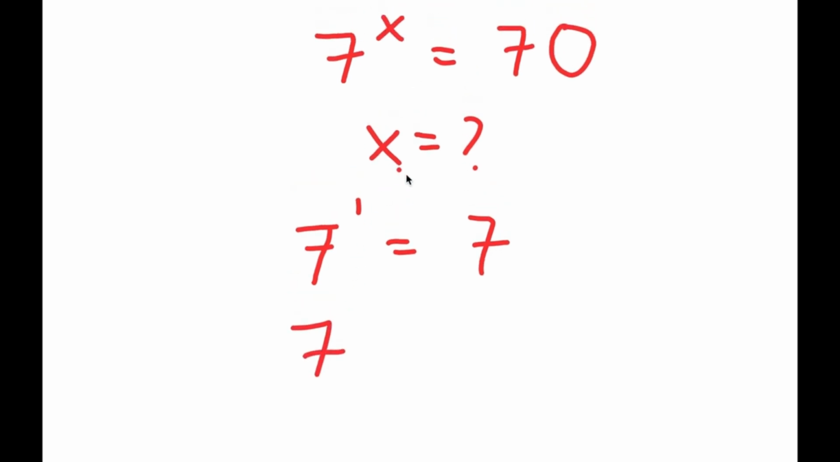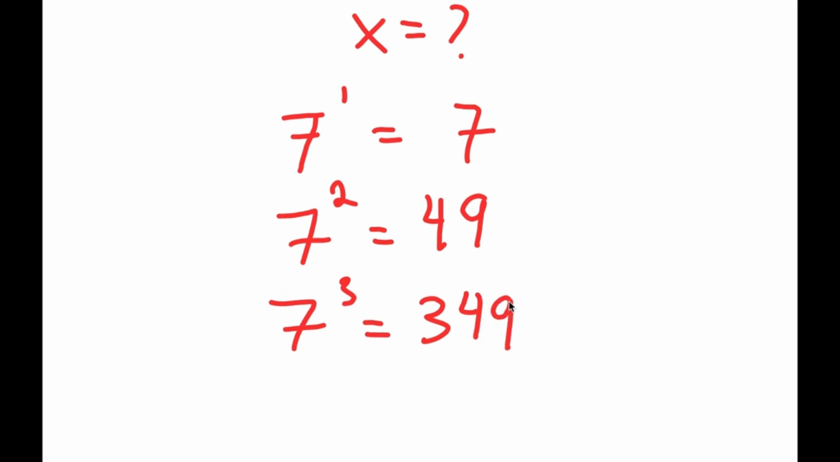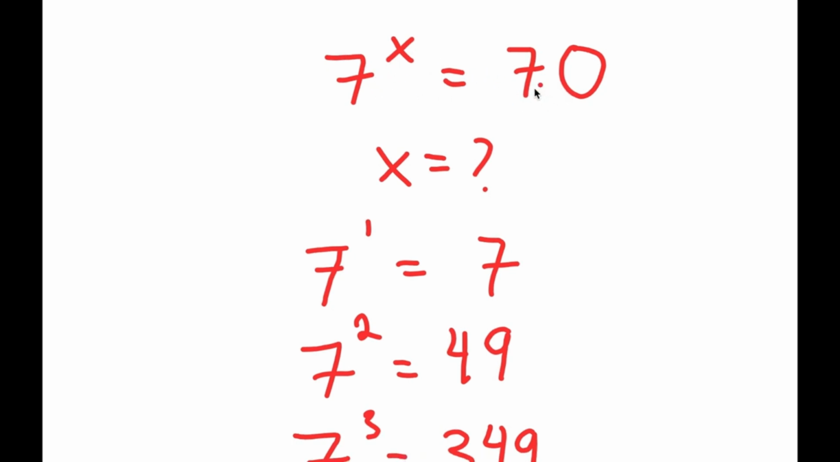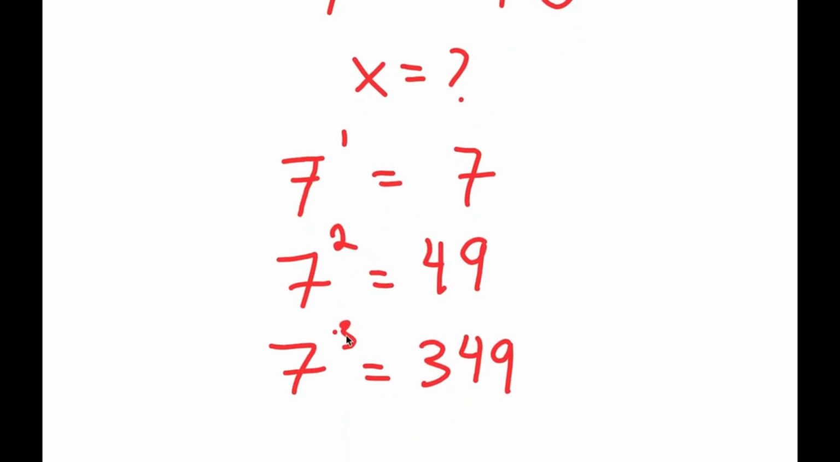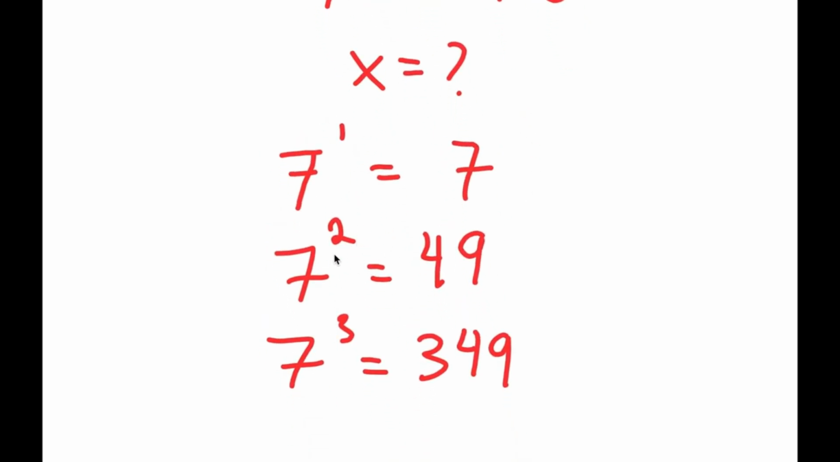Now, let's go one higher. Let's go 7 to the power of 2. This is equal to 49. And now let's go one higher. Let's go 7 to the power of 3. This is equal to 343. So notice how we're trying to find what value of x we should take the power of 7 to equal 70, but even the number 3 results in a number much higher than 70, meaning the value of x is going to be a decimal somewhere in between 2 and 3.